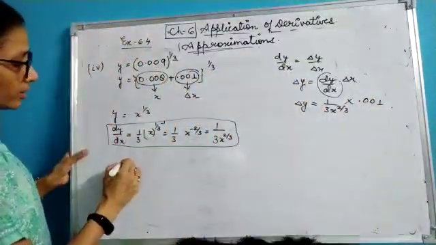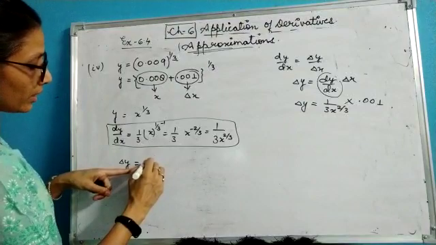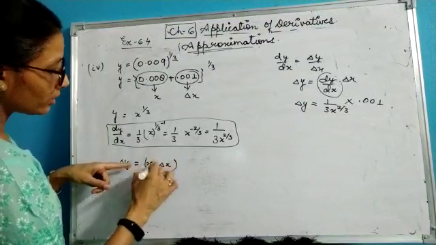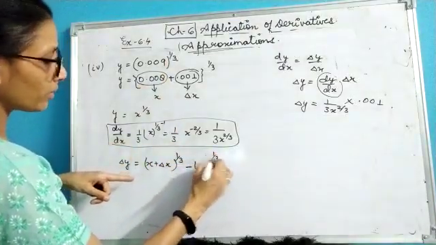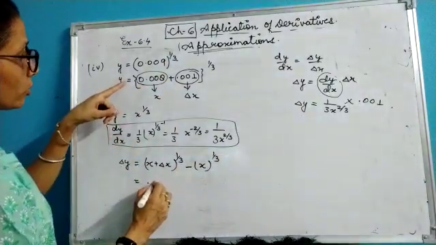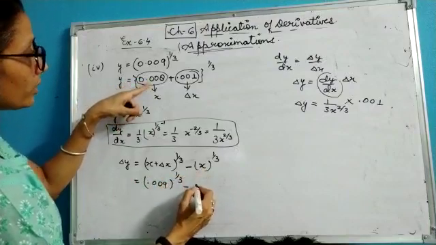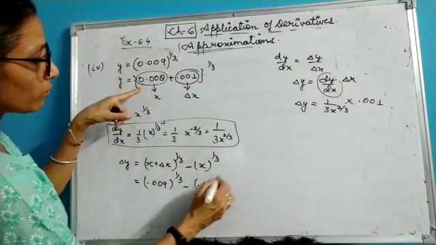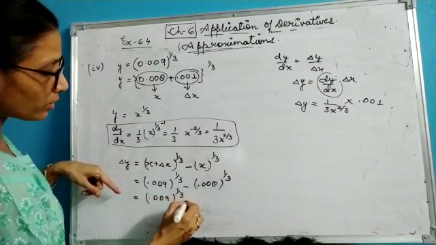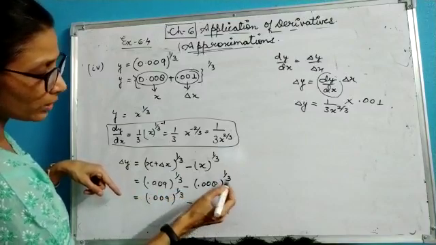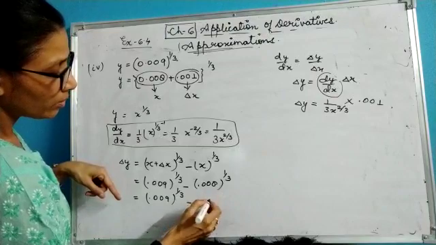Now here the small change in y will be equal to your small change in, I can say it as, x plus del x. Since it is 1 by 3, so I am writing this minus x raised to power 1 by 3. So your x plus del x is 0.009 raised to power 1 by 3 minus your x, which is 0.008 raised to power 1 by 3. So I can write this as 0.009 raised to power 1 by 3 minus, this will be just your cube root, you are calculating the cube root. So it will be your 0.2.